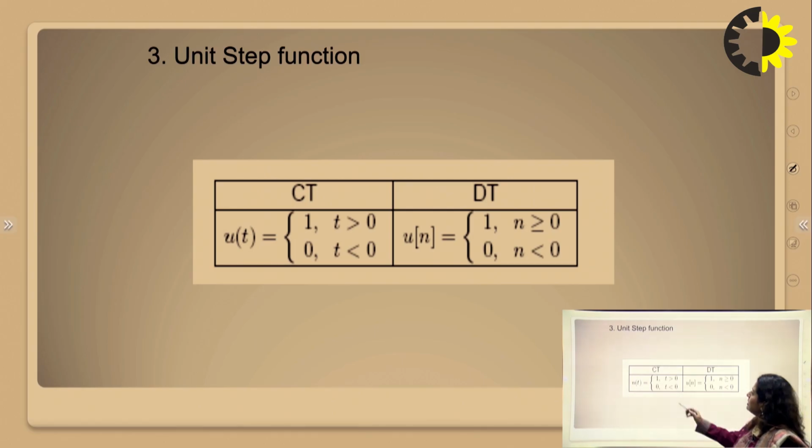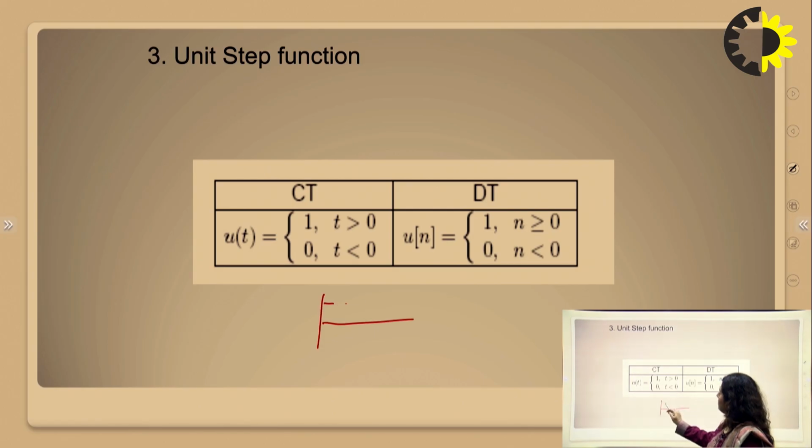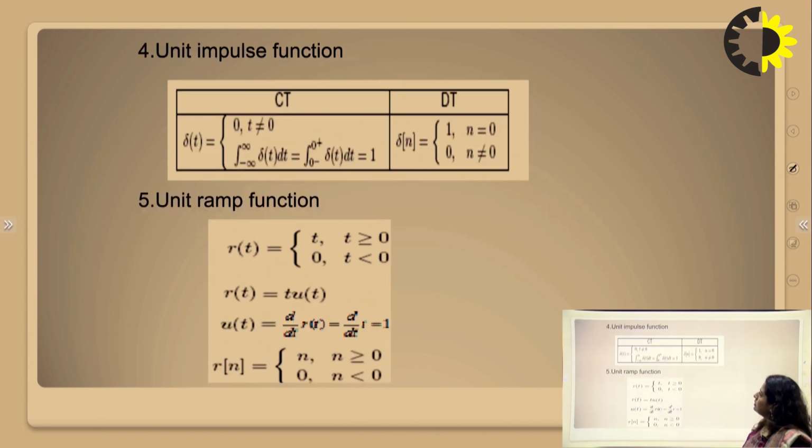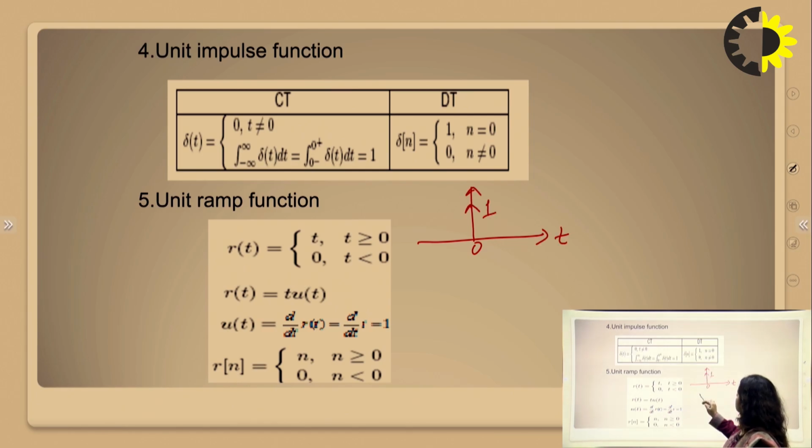The unit step function is a function defined for t greater than or equal to 0. You can also use not greater than or equal to 0, because there is a discontinuity in this case. At t equal to 0 we have the value 1, and at t less than 0 it is 0. Similarly, for the discrete case, it is 1 for n greater than or equal to 0 and 0 for n less than 0. The unit impulse function occurs only at t equal to 0, and it has the value 1. So this is the unit impulse function, which is delta(t).